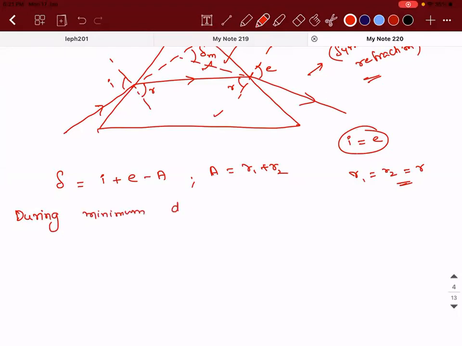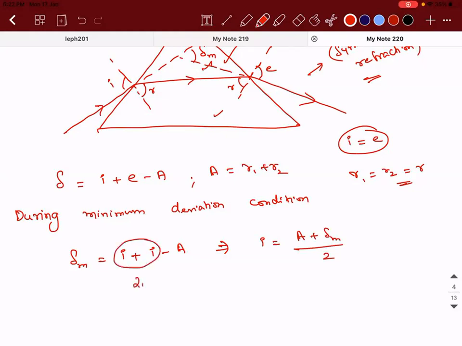So during minimum deviation condition, I can say delta M is equal to I plus I minus A, which implies A will be equal to 2 times I, sorry, where I will be equal to A plus delta M divided by 2. Okay, because this is going to be 2I minus A, this will be delta M. Bring A to the left hand side. So A plus delta M is equal to 2I.